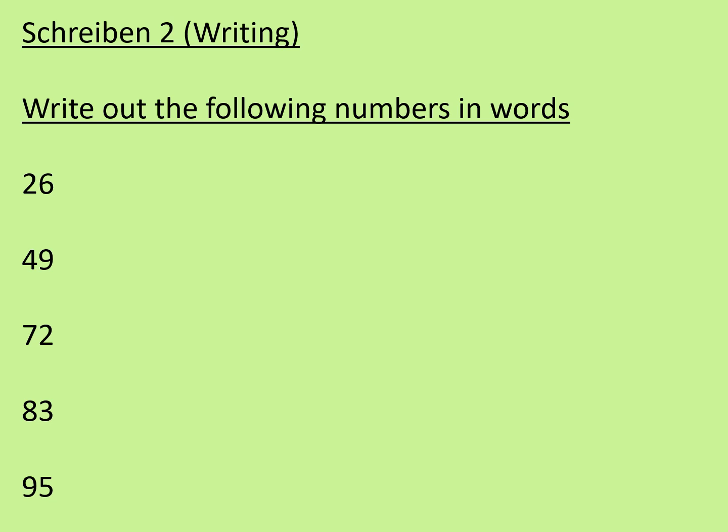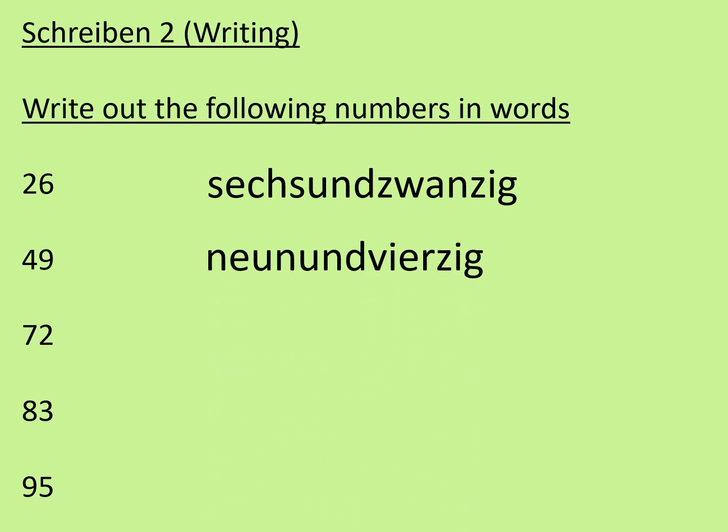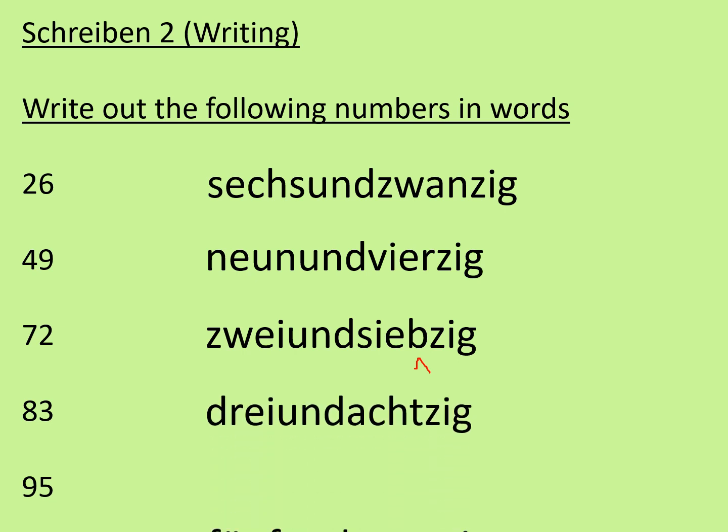Okay, we're going to have another go at the writing, so you get a second chance to practice if you didn't get them quite right the first time. So again, write out the numbers in words, thinking about all the things that we talked about last time. Okay, let's do the answers. So, 26, 49, 72, he didn't write 7, 72, 83. And 95. Did you remember your umlaut?